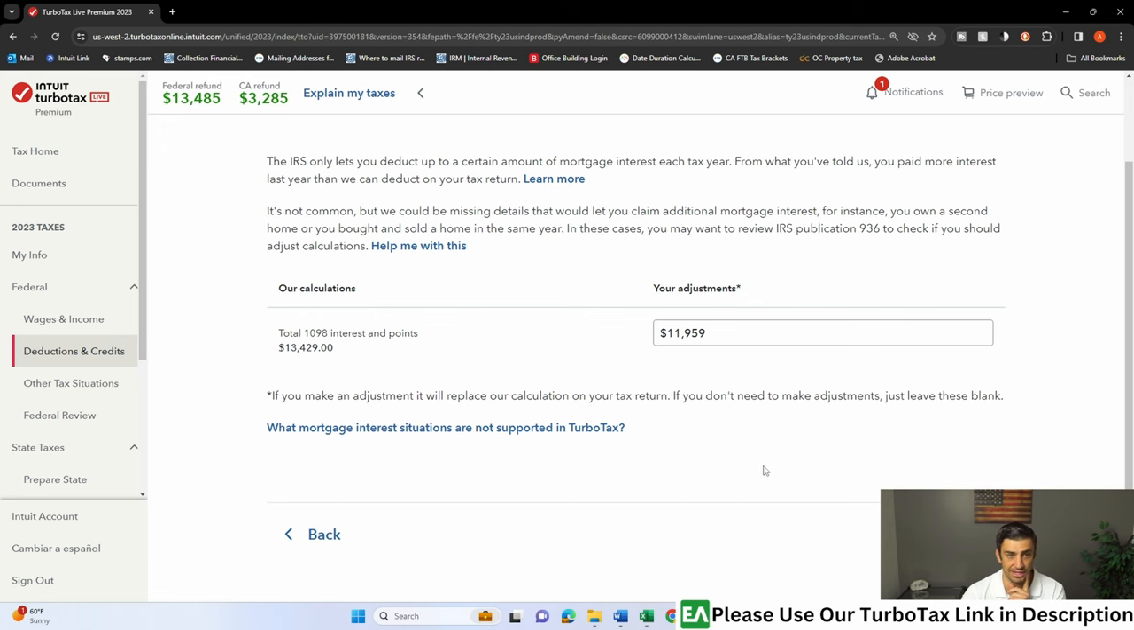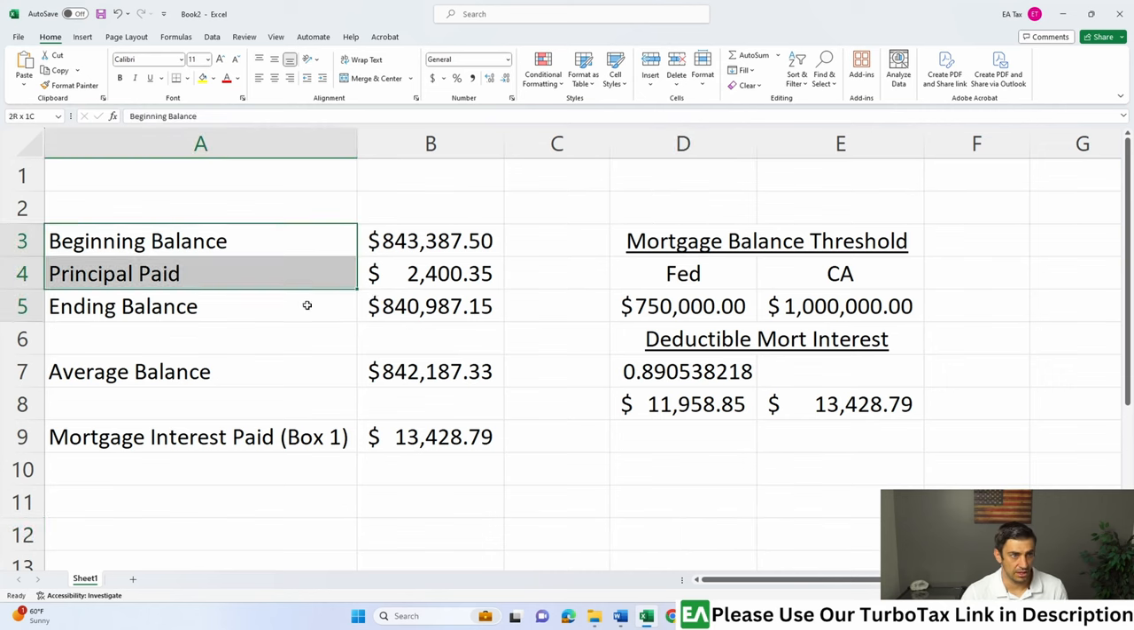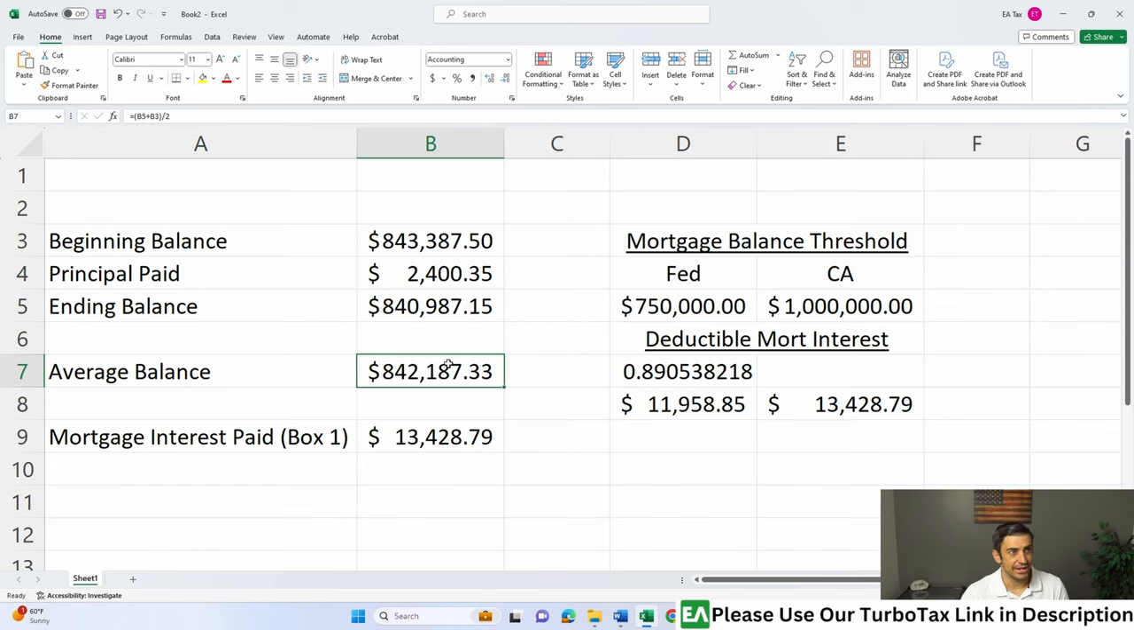And to double check this, I'm going to show you how they got this information. All right, so here's the information from, again, the loan over here, right? The beginning balance, the ending balance, what was paid off. And here's the average balance for the year. So essentially that plus that divided by two equals that 842, okay? Now, that was in box one, the 13,000 from the 1098. We know the threshold with the feds is at 750. So we're over the 750. So we can't get the full amount, but we do get like 89%.